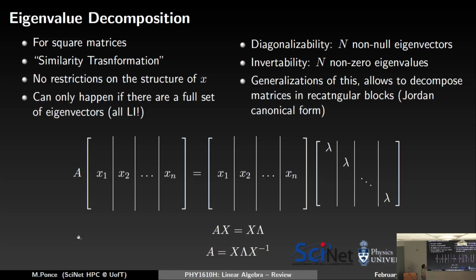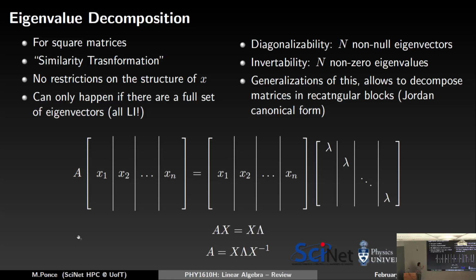So for square matrices, again, this can be generalized, but let's just focus on square matrices. This is called similarity transformations. It doesn't depend on X. This is important. This is where things start to mix, and it's a lot of fun. One of the things that you can prove, and when I say prove, there are actual theorems that you can show, is that if you have a full set of eigenvectors, meaning that all of them are linearly independent, then you can decompose the matrix into diagonal form.